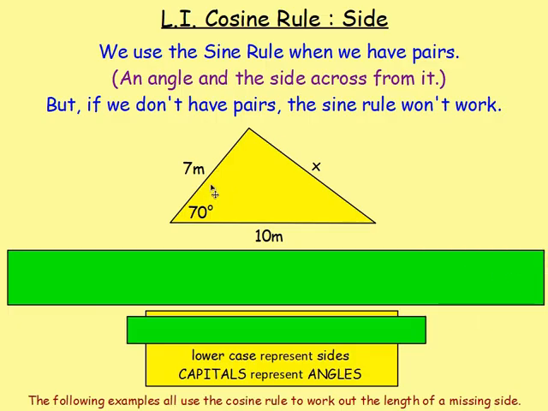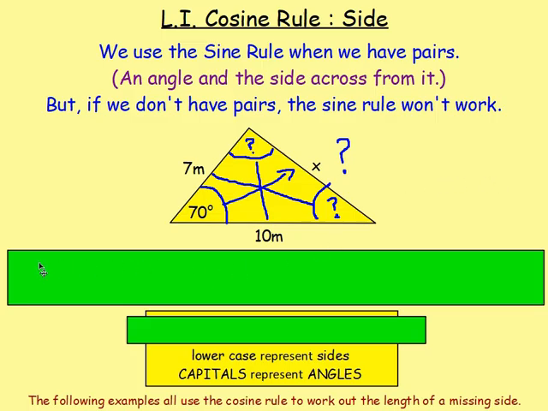But if we've got something like this, we do not have any pairs, because we've got this angle, but we don't know the side across from it. That is unknown. Also, we've got this side, but this angle we do not know. So we don't have that pair either. And finally, this 7 would be paired up with this angle, but this would also be unknown. In order for the sine rule to work, we need to know at least one of the pairs. We need to know that 7 meters and the size of that angle, or the size of that angle paired up with the 10 meters. So you can see that the sine rule will not work.